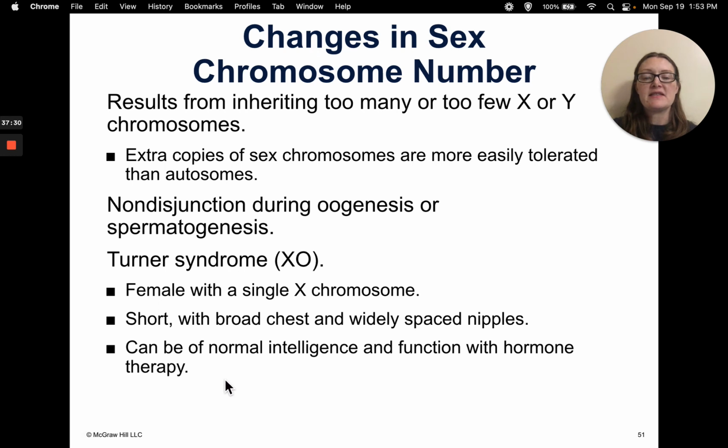Now sometimes we can see changes in the X or the Y chromosome resulting in too many X's or too few of them. Sometimes it doesn't cause any issues, and sometimes it causes major issues. So Turner syndrome is an XO, which means that the female only has one X chromosome. It doesn't have the 2 X's like it's supposed to. So usually they're short with a broad chest and widely spaced nipples, can be of normal intelligence, and function with hormone therapy. This is non-disjunction in oogenesis or spermatogenesis, meaning that there is only one X chromosome present and the other X chromosome is missing.